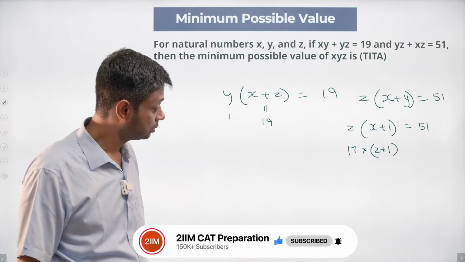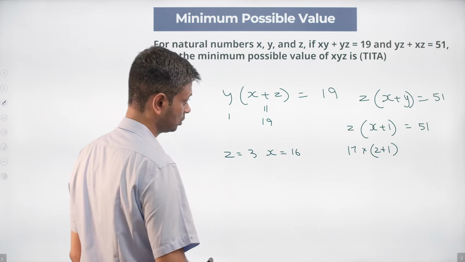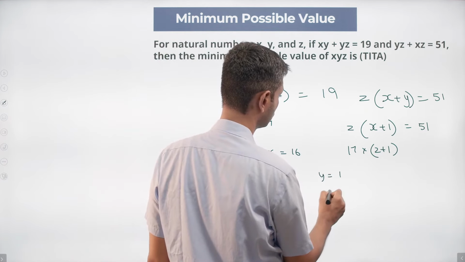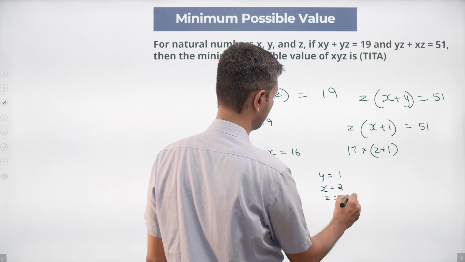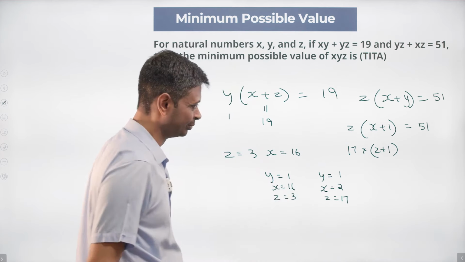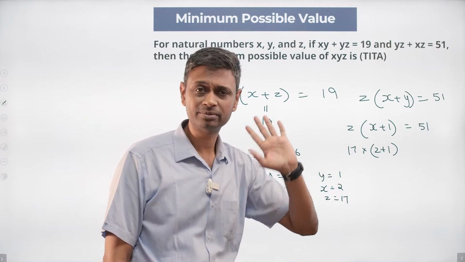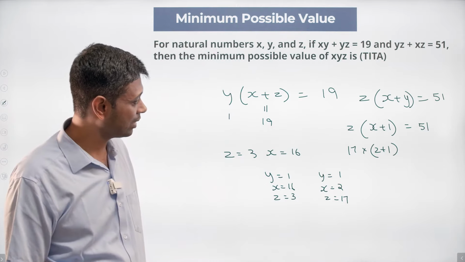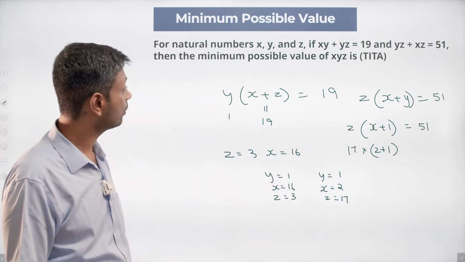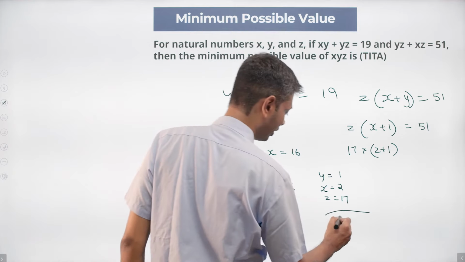You put z as 3, x equal to 16. Then x plus z is 19, and 3 into 17 also works. So we could have a scenario where y is 1, x is 2, z is 17, or y is 1, x is 16, z is 3. Both ways it works. Minimum possible value of the product xyz: this is 48, this is 34. The product is lower in this case, which is 34.